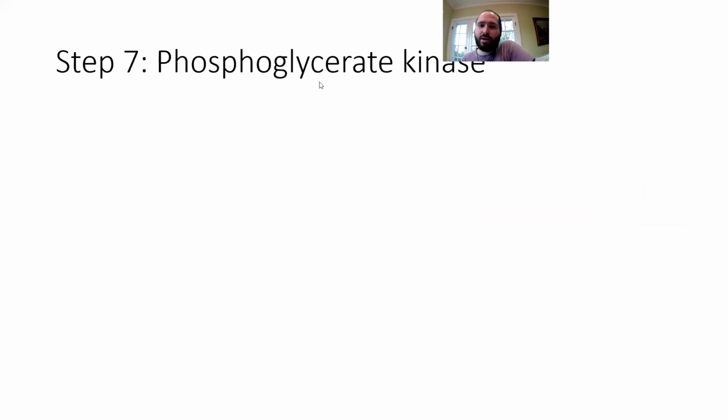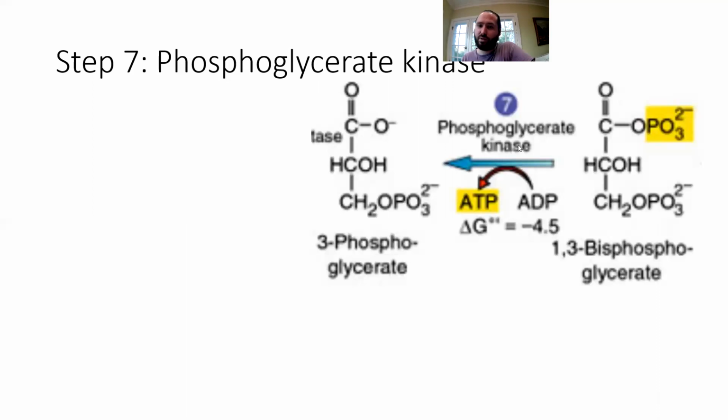And then step 7 of glycolysis was not one of the irreversible ones. Remember, it was steps 1, 3, and 10 which were irreversible. So this is not an irreversible step of glycolysis. This one is actually reversible. But we're still going to talk about it because this step requires ATP hydrolysis to occur.